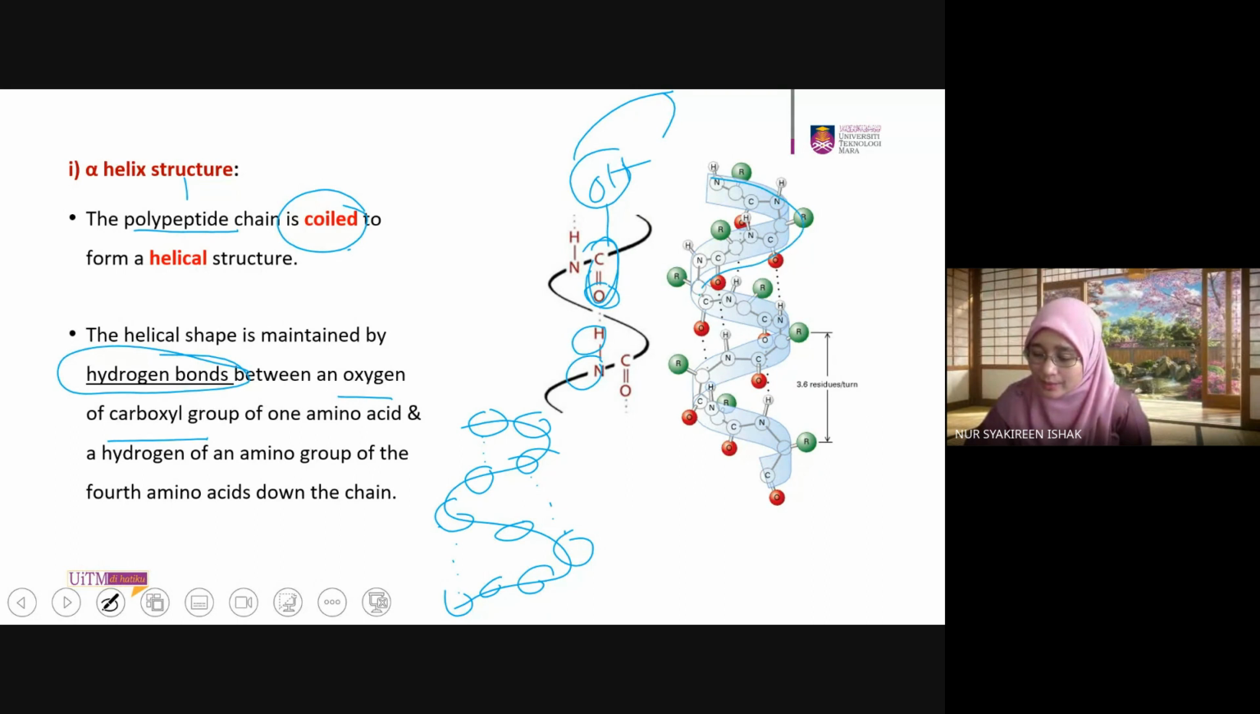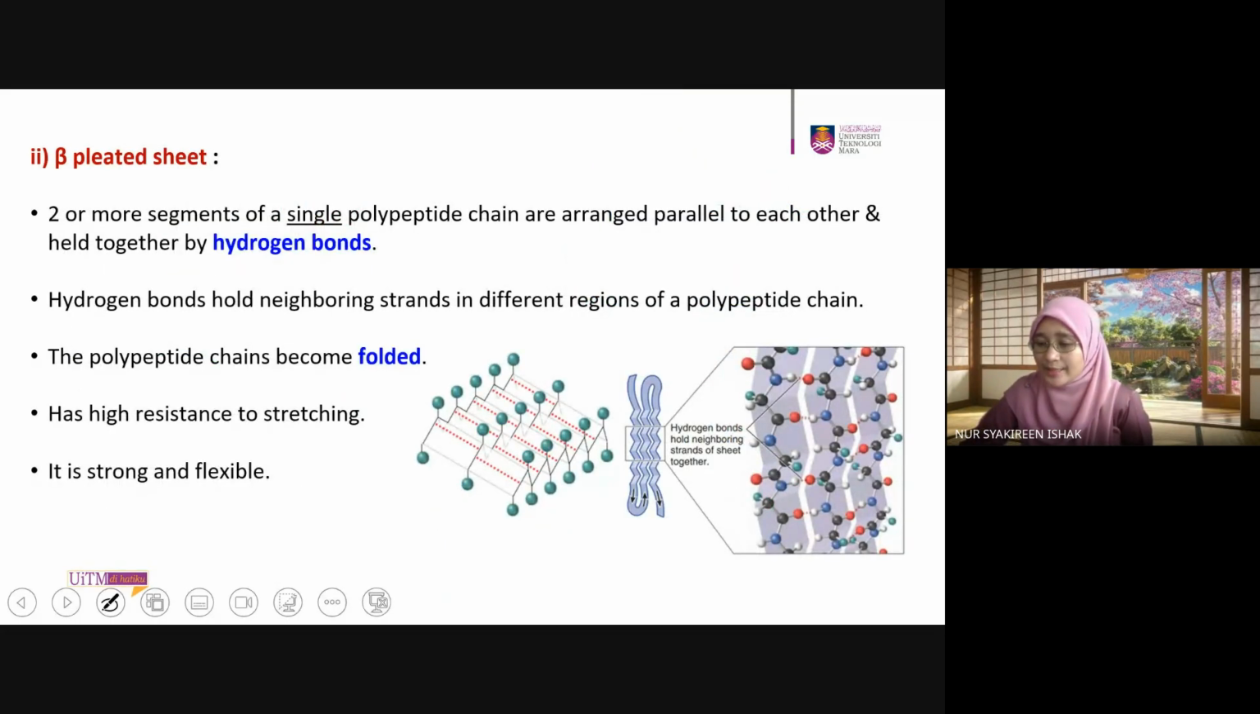So this is the backbone lah, kan? Tadi kita tengok apa backbone? It consists of nitrogen, carbon-carbon, nitrogen, carbon-carbon, nitrogen, carbon-carbon. It has N terminus and C terminus at both ends. Okay. And as for the next structure, it is beta pleated sheets. Kita habiskan ni dulu sekejap ya.